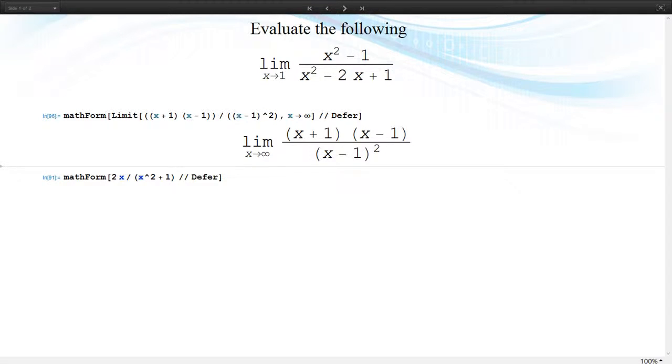Oh wait, no, we're not going to infinity. I got confused. We're going to 1. We do need to factor because x is going to 1. Let me fix this limit. There we go. X is going to 1. So we do need to factor, and now we will cancel. So we'll get the limit of the fraction x plus 1 over x minus 1 as x goes to 1.